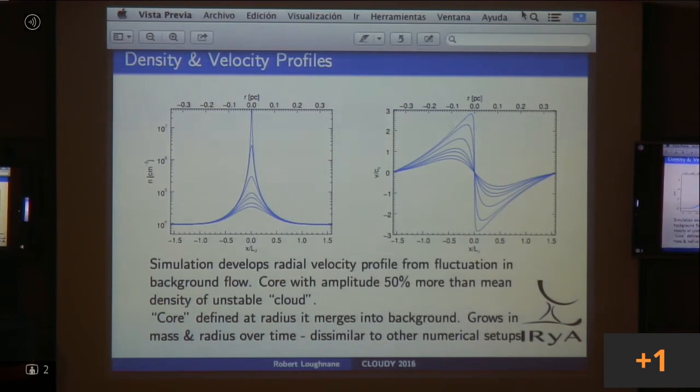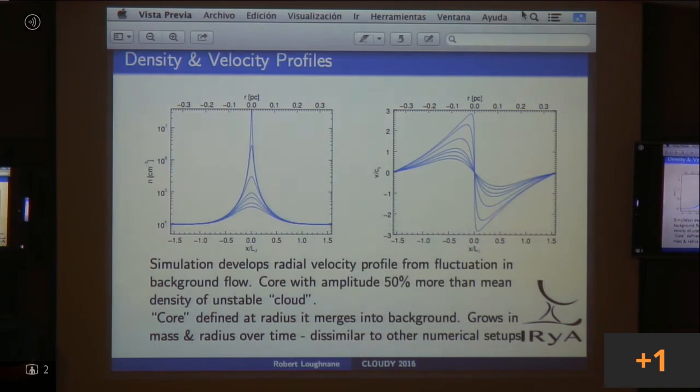The density and velocity profiles of the various time steps during the simulation are shown. On the left is the density with the radial distance scaled by the Jeans length, and on the right we have the velocity, in units of the sound speed, against the radial distance, again scaled by the Jeans length. So the simulation develops a radial velocity profile naturally right from the initial state of the collapse, which, although unstable, is initially at rest in the background flow.